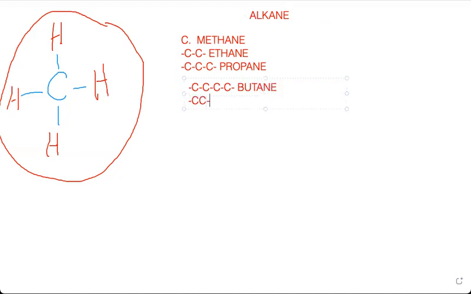5 carbon, but all should join with the single bond, 1, 2, 3, 4, 5. 5 carbon means pentane. What else you should know? Yes, you should know about the 6 carbon also. 4, 5, 6. Hexane. Hexane is most common. Hexane and the butane and the propane. No, I mean, ethane is more common actually. That is the easiest or the simplest hydrocarbon.